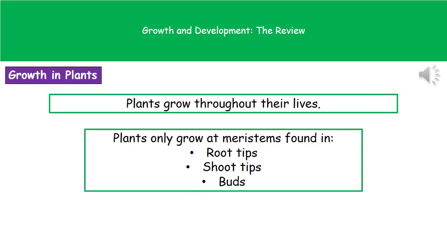When we think about plants though, we see a different situation, because unlike humans, plants will grow throughout their entire lives. However, they will only grow at these sections called the meristems, and those meristems are found in 3 specific locations of our plant. Firstly, the root tips, secondly, the shoot tips, and thirdly, in the buds.